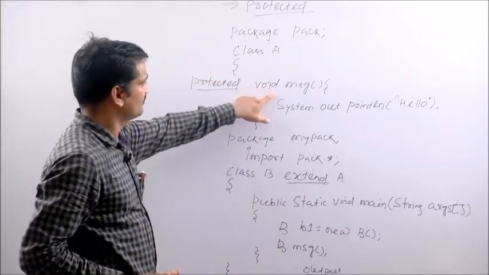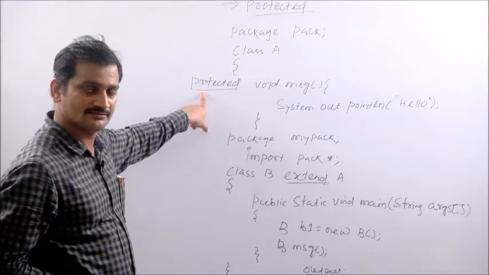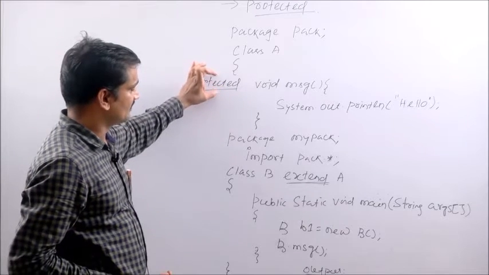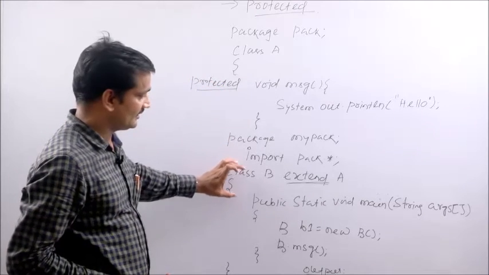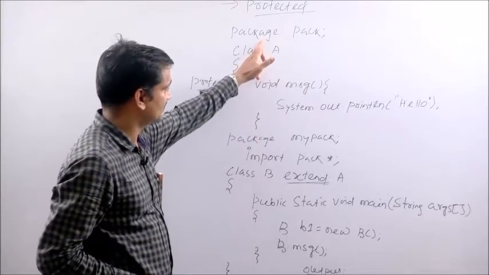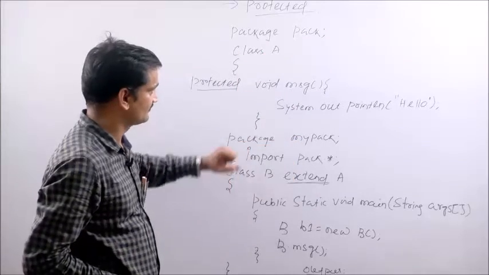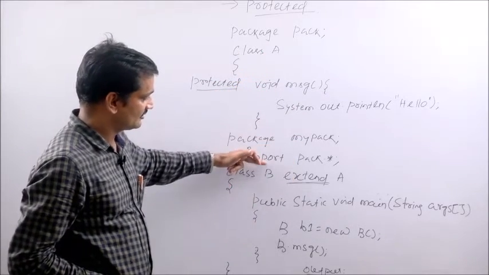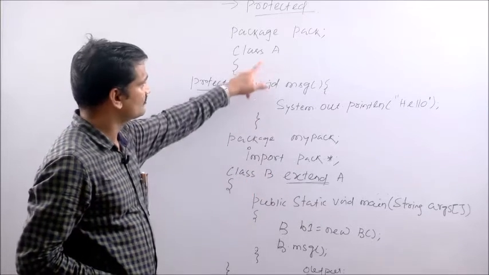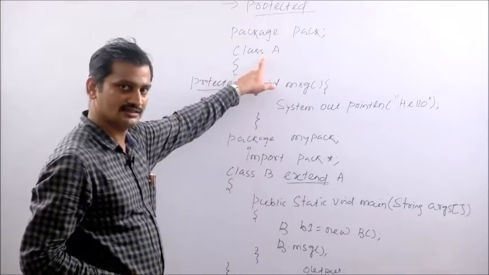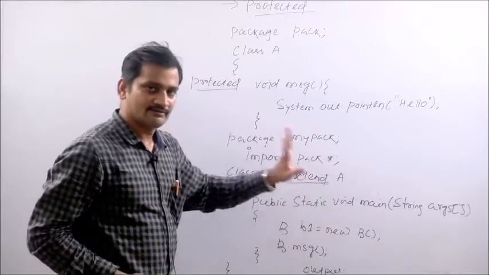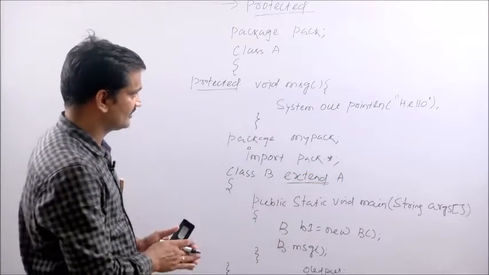But here, because the member is defined with the access specifier protected, a protected member can be accessed by any subclass outside of the package. This is package pack, this is package mypack. They are two different packages. It can be accessed outside of the package, but only a subclass can access the protected member of its superclass. So, here the subclass is B and the superclass is A. As you can see, B extends A. That means B is inherited from A. So, it will give you output hello.